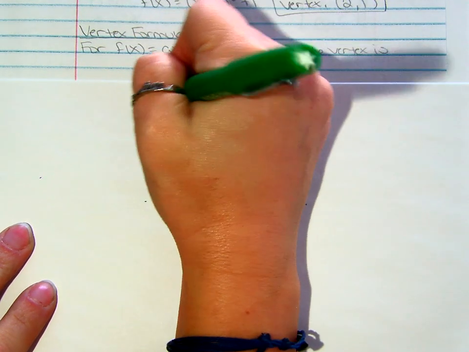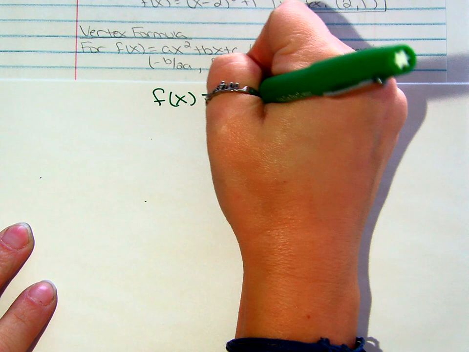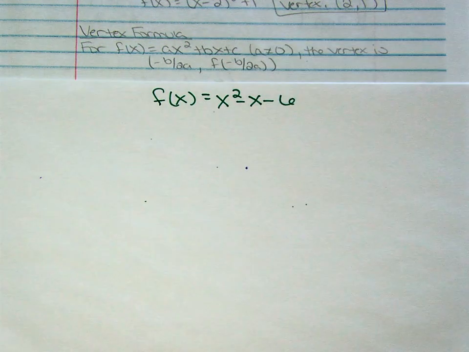So this example is going to specifically state, use the vertex formula to find the vertex of f of x equals x squared minus x minus 6. Now, if it didn't say use the vertex formula, you could do completing the square with this to figure out the other form and find your vertex that way.